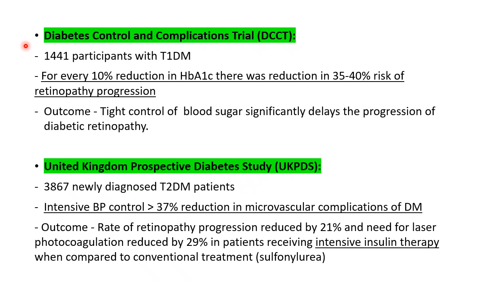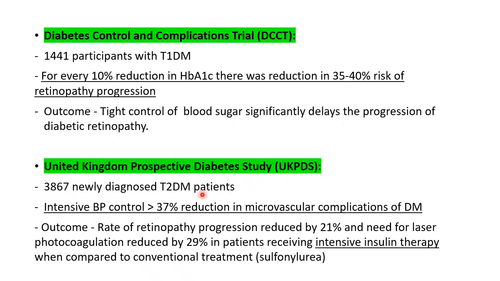So these are the two trials, the DCCT trial and the UK-PDS trial, both very, very important. I've just summarized these trials. Please remember the underlined part. DCCT, that is Diabetes Control and Complications Trial, said that for every 10% reduction in HbA1c, there is a 35 to 40% reduction in risk of retinopathy progression. The conclusion is that tight control of blood sugar delays the progression of DR.